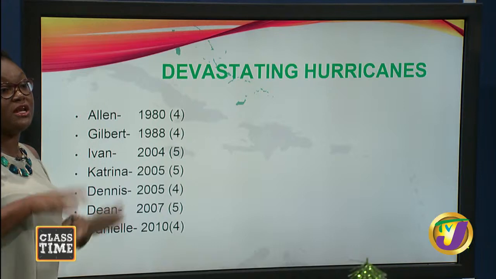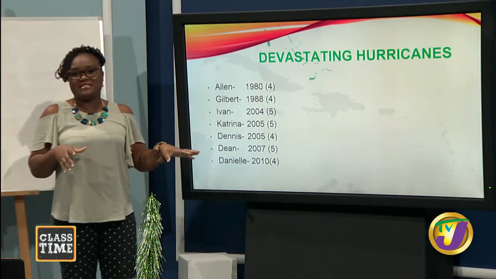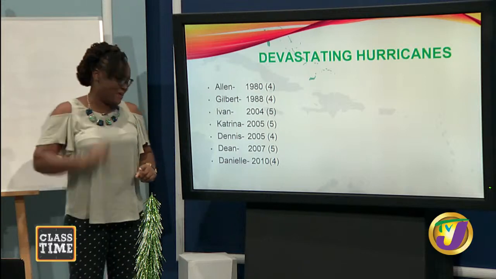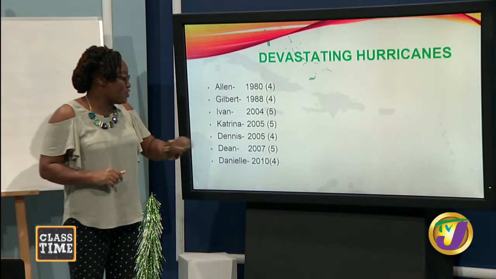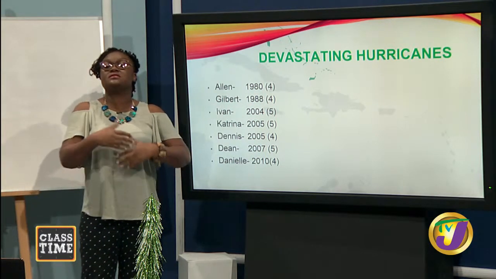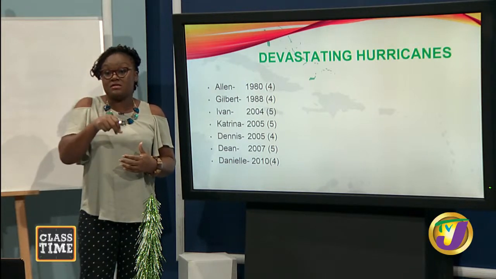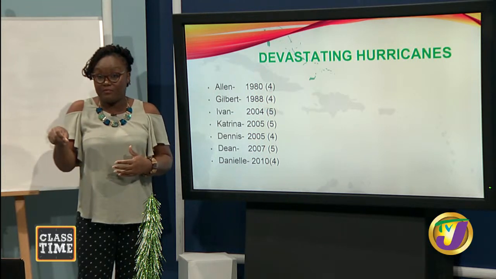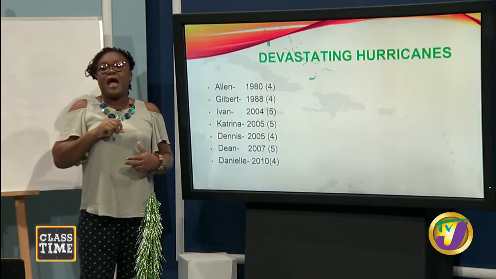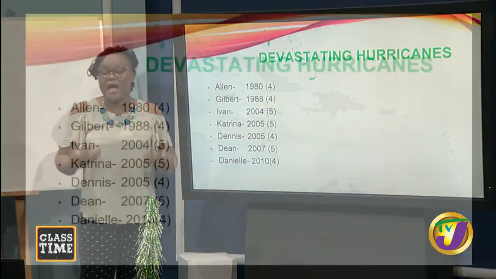Katrina, we know that Katrina left a very devastating path, going all the way up into Louisiana and so on. Dennis. No, Dennis, I recall. I definitely recall Dennis. And I'm not telling you why I recall Dennis. Also, Dean. Danielle, and we've had much more recent ones because every hurricane season we have been having these. And this particular hurricane season that we're just coming out of, because it goes to November 30, is the most active to date. The most active hurricane season.